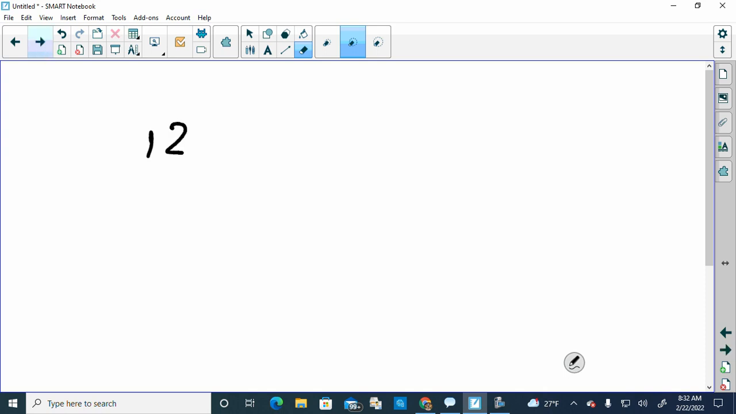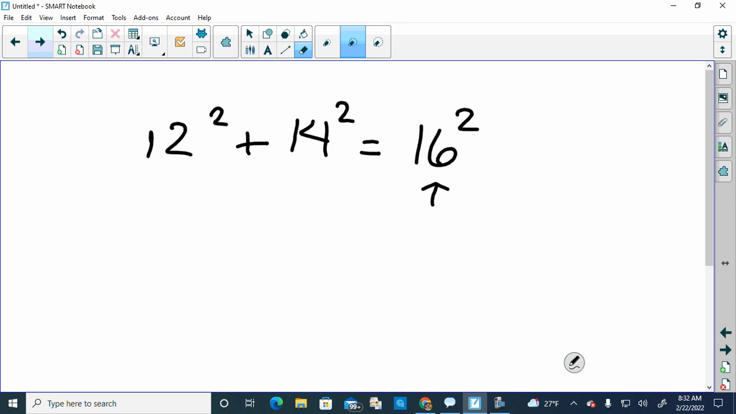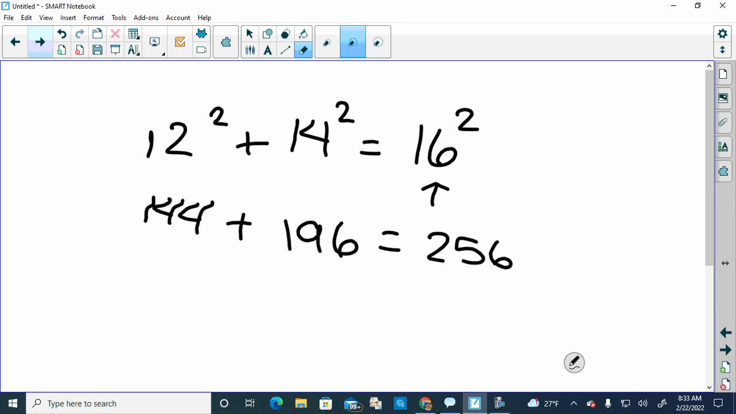Okay, so I know I'm going to square 12, I'm going to square 14, and I'm going to square my 16. I just need to know which one is my C, because the other two do not match. Okay? So squaring 12 gives me 144, and then squaring 14 gives me 196. Okay? And then squaring 16 is 256.